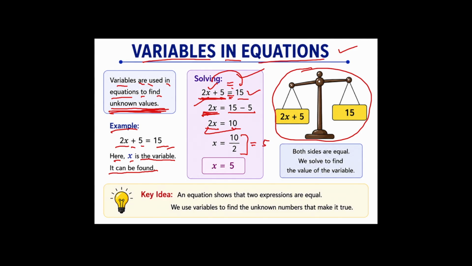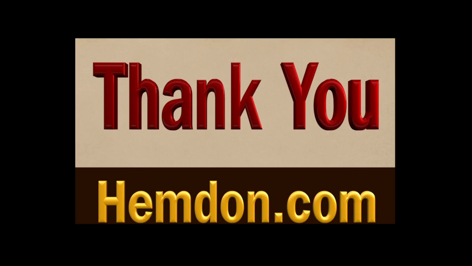Now if we write 5 in place of x, then 2 times 5 is equal to 10. Now we see the value of x is 5. Now we can check it. If we give x the value 5, then we multiply 2 by 5, and then we add 5, and it is 15. The key idea is that an equation shows that two expressions are equal. We use variables to find the unknown numbers that make it true. Thank you.